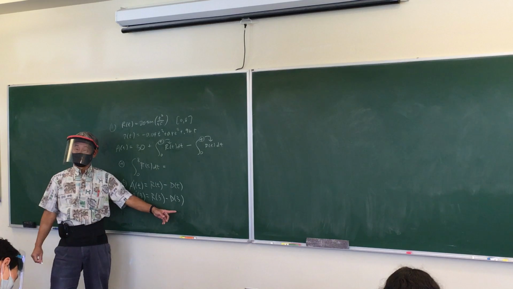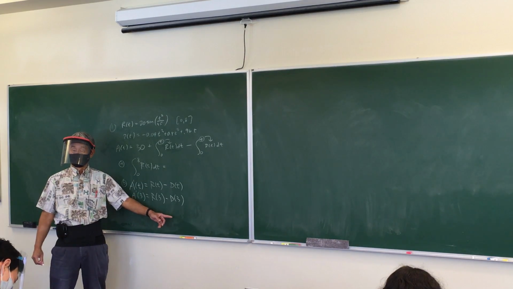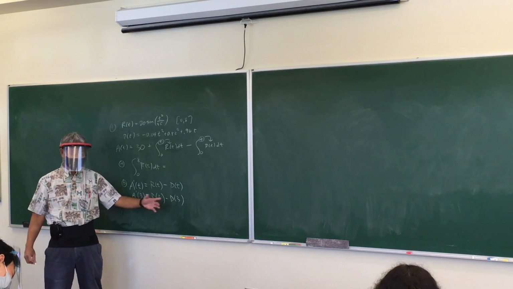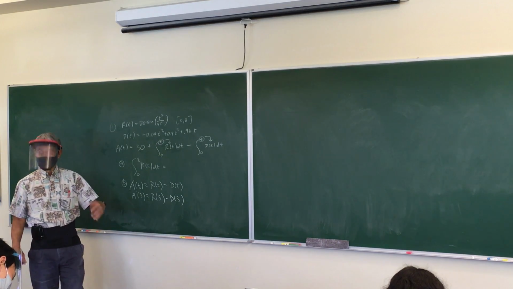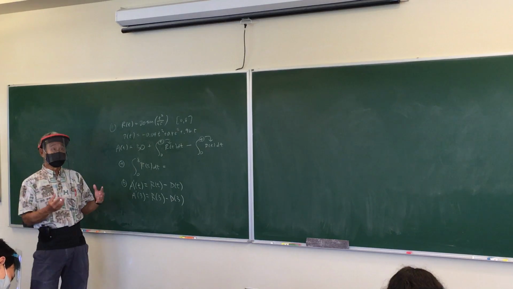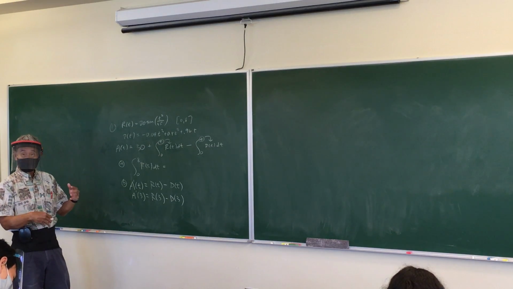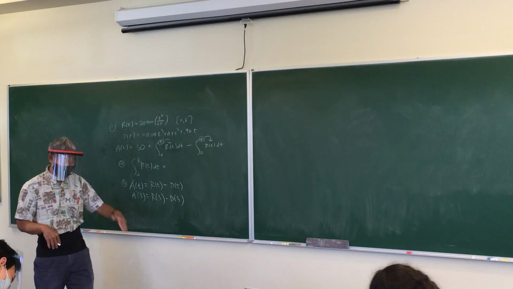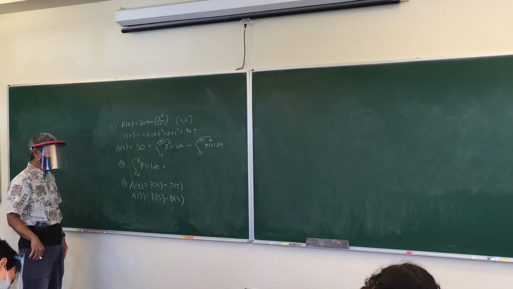What if this number comes out positive? Then it's increasing. If it comes out negative, then it's decreasing. That's how you tell, right? How do you tell if a function is increasing? Its derivative must be positive. How do you tell if a function is decreasing? Its derivative must be negative.